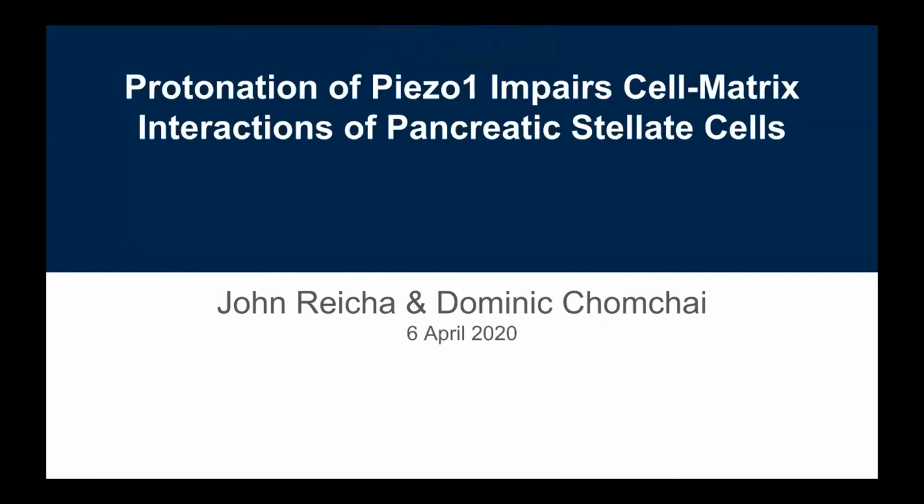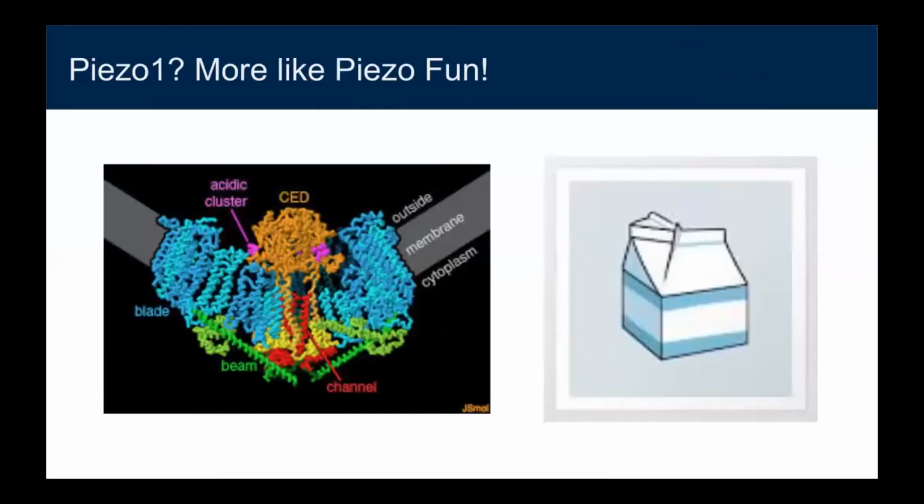So the title of the paper that Dom and I chose is Protonation of Piezo1 Impairs Cell Matrix Interactions of Pancreatic Stellate Cells. The reason I chose this was because I really enjoyed the first paper that we did in this class. It introduced me to how cells act as more than just chemical processes, but mechanical processes as well. I liked the analogy that you made, Tori, to the milk carton.